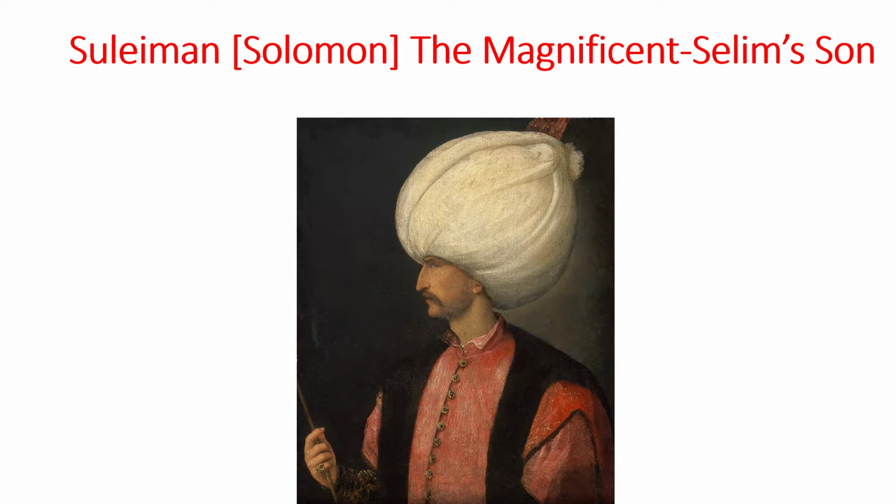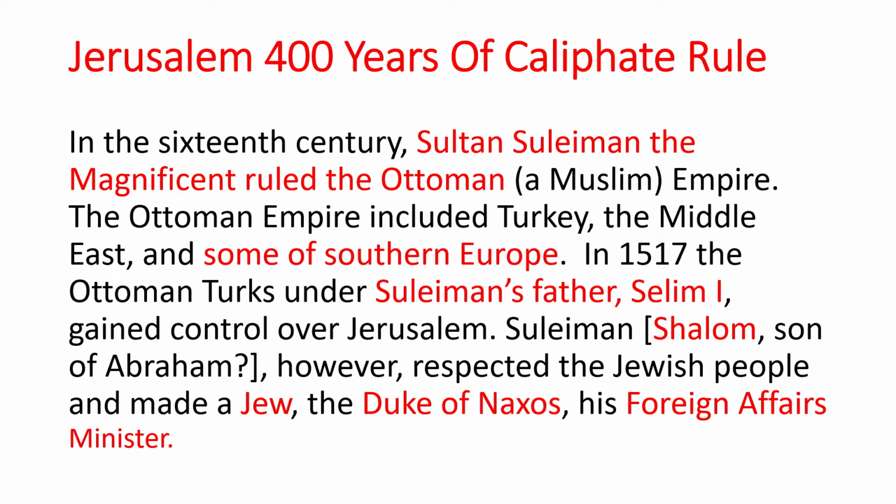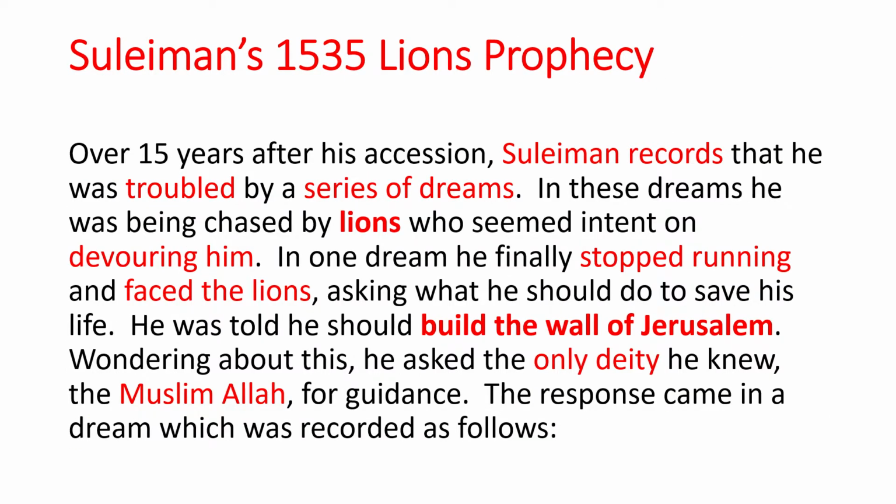So now we get to Salem I's son, Suleiman, like Solomon, the Magnificent, Salem's son. So he set up the rule for 400 years, the Salem did. But then in the 16th century, Sultan Suleiman the Magnificent ruled the Ottoman Empire. The Ottoman Empire included Turkey, the Middle East, and some of southern Europe. He conquered well up in Europe. In 1517, the Ottoman Turks, under Suleiman's father, Salem I, gained control over Jerusalem. Suleiman, Shalom, son of Abraham, respected the Jewish people and made a Jew, the Duke of Naxos, his foreign affairs minister. These are nice men to the Jews, nicer than the Christians are.